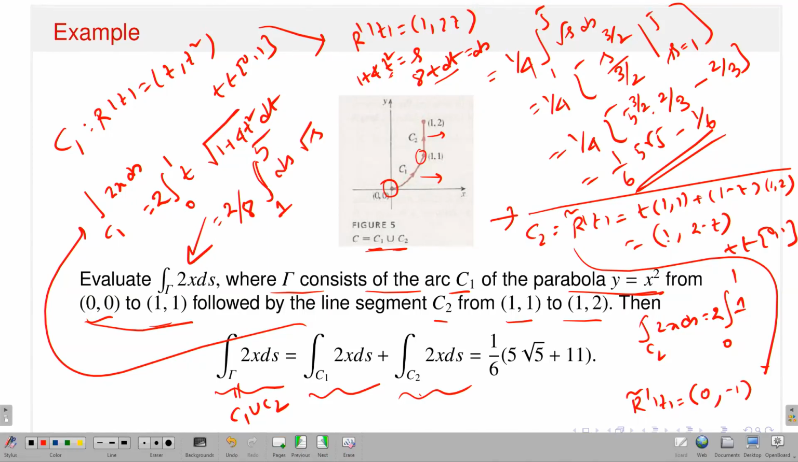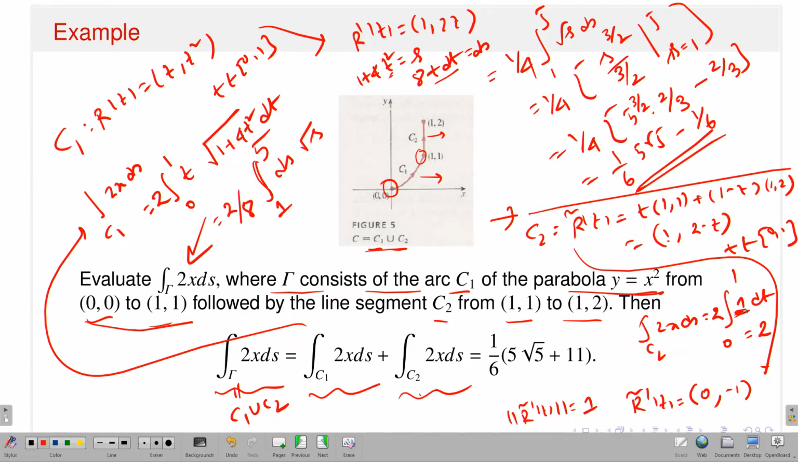So, r twiddle prime t, which is nothing but this is 0 and this is minus 1. So, what is the norm of r twiddle prime t? This is nothing but 1, right? So, that means we will have 2 times 1 times, so 2 will come outside, this is 1 and this is the integral from 0 to 1 of f of r t, that means 1, and then norm of r twiddle prime t dt. So, that means this is 1, right? So, the value will actually be 2, correct.